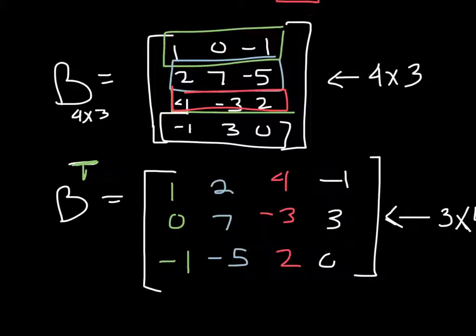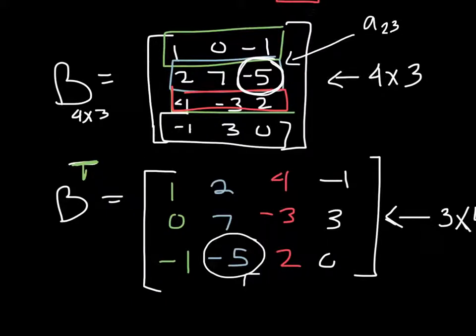And if we take any entry or element, let's say we look at -5, what position is -5? Well, they usually call it a_ij in the book. So that is second row, third column. Well, if we look at our -5 here, it's the third row, second column. So notice the rows and columns are obviously swapped.